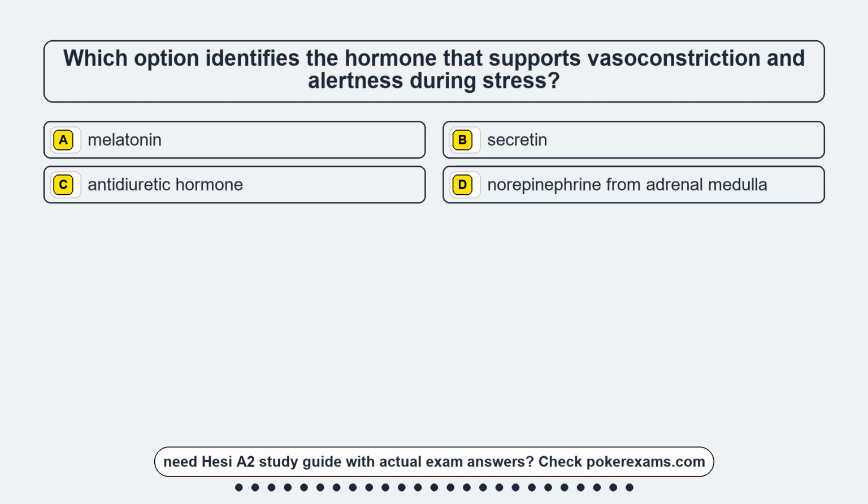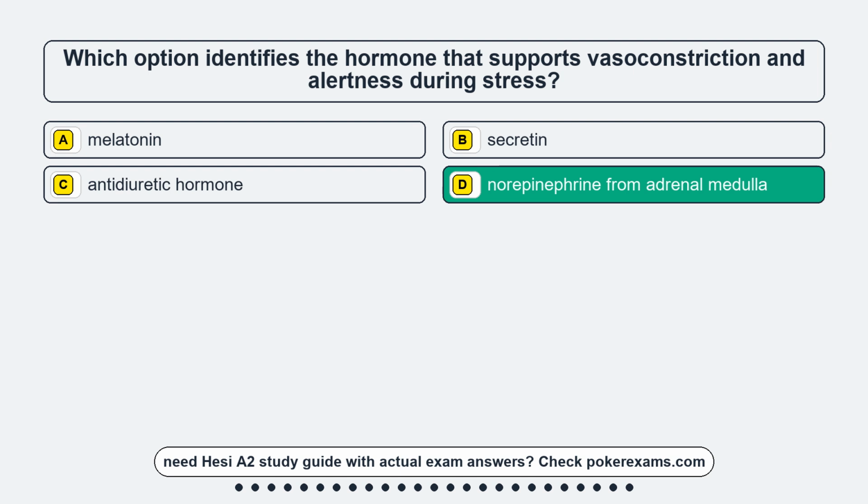Question 9. Which option identifies the hormone that supports vasoconstriction and alertness during stress? Option A, melatonin. Option B, secretin. Option C, antidiuretic hormone. Option D, norepinephrine from adrenal medulla. The correct answer is option D, norepinephrine from adrenal medulla.